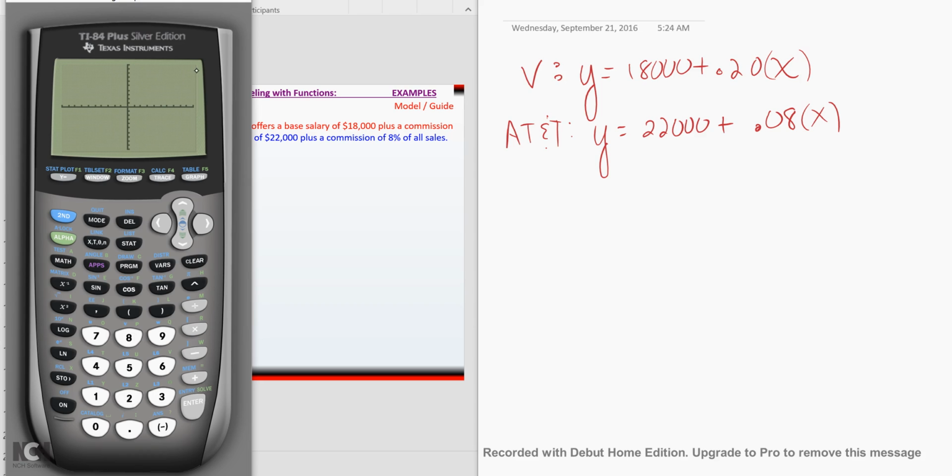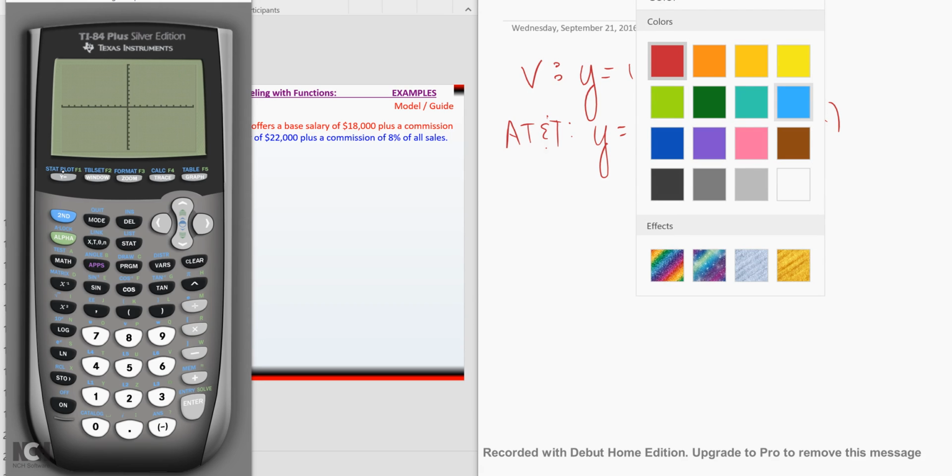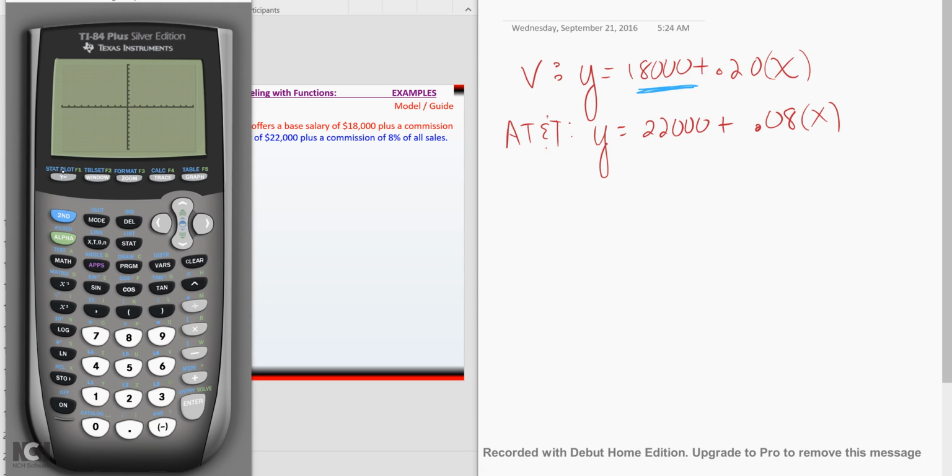And if I do a zoom 6 to get a standard window, as long as these lines on the side are running, it means it's trying to graph. Once it's done, it's done. And I don't see anything, which means either I typed something wrong or my window's wrong. Well, if I look at my equations, these things are not even going to touch the y-axis until 18,000 and 22,000. So clearly I need to change my window.